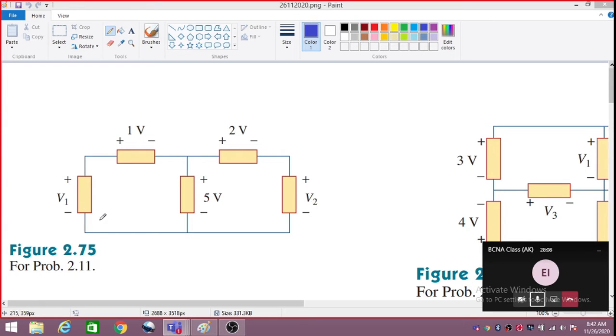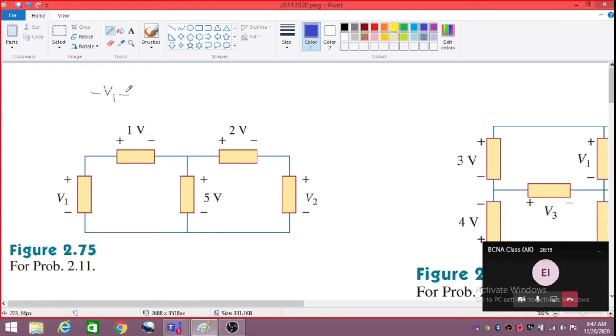So what will be the sum? Because here I am entering from the minus sign, minus V1 plus 1 volt plus 5 volt will be equal to 0, according to Kirchhoff voltage law. So what will this imply? This will imply V1 will be equal to 6 volts.